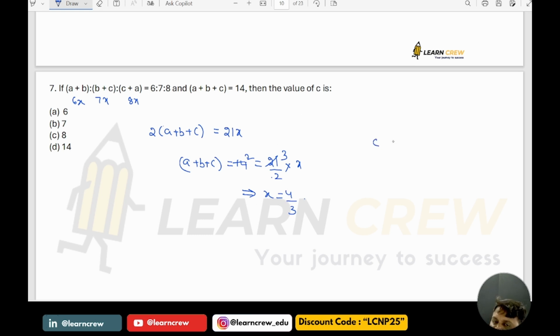How do you get c? c is equal to a plus b plus c minus a plus b. So here a plus b plus c is already 14 and a plus b is 6x. So 6 into x is 4 by 3, thereby 3 2s are 6, 2 4s are 8, 14 minus 8 is 6. So the value of c is here 6. Option A.